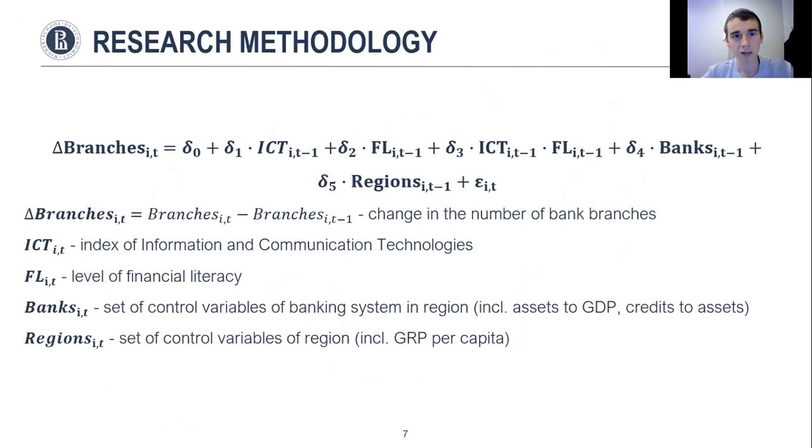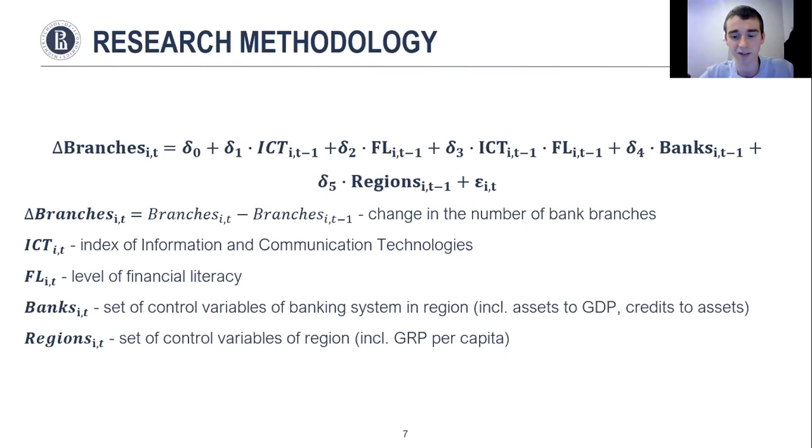Okay, so this is my research methodology. The first regression equation represents the first hypothesis. Here I expect delta one and delta two to have positive signs, since I'm sure that ICT, that is internet connection, the adoption of technology innovations, and financial literacy should be positively affected by bank debranching. And here you also see some other parameters, such as bank and region controls, for the banking system in the regions and for some regional characteristics, since, as already said, the regions are heterogeneous in these terms.